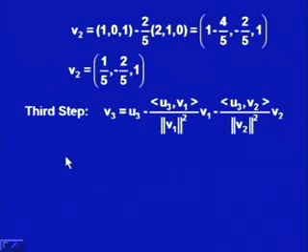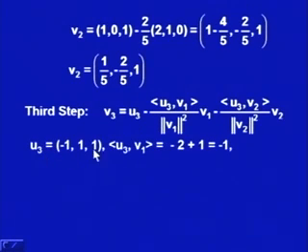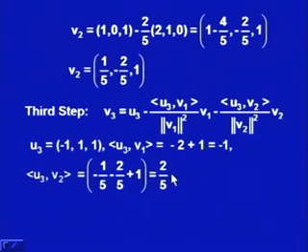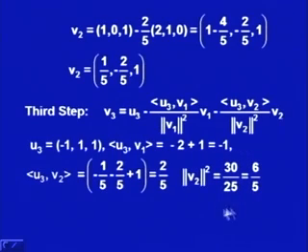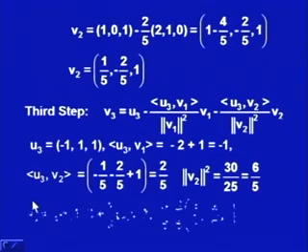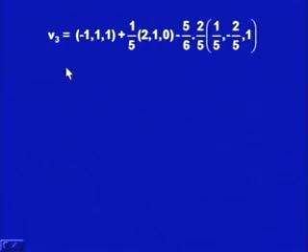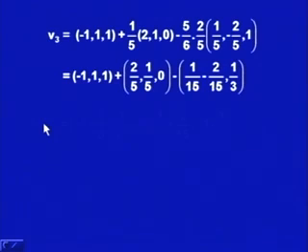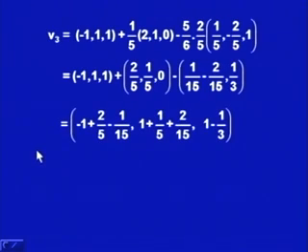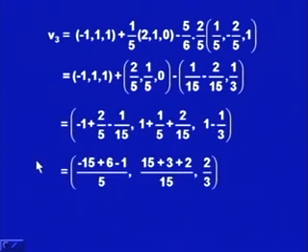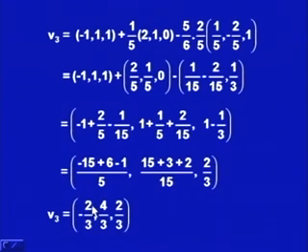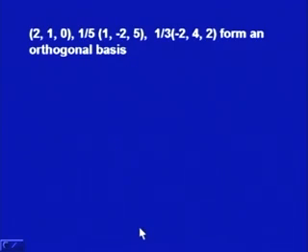We substitute the values, u3 as (-1, 1), the third vector from the given set. We compute inner product of u3, v1 as minus 1. We compute inner product of u3, v2, which comes out to be 2 by 5, and then v2 square is computed as 6 by 5. These values are substituted here, and what we get is the vector v3, which is finally obtained through a series of expressions. We finally arrive at v3 as (-2/3, 4/3, 2/3). So, all the 3 vectors are obtained.